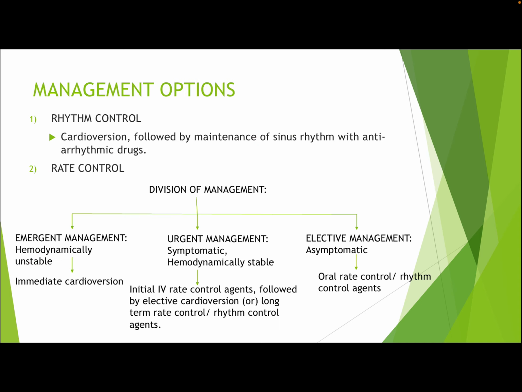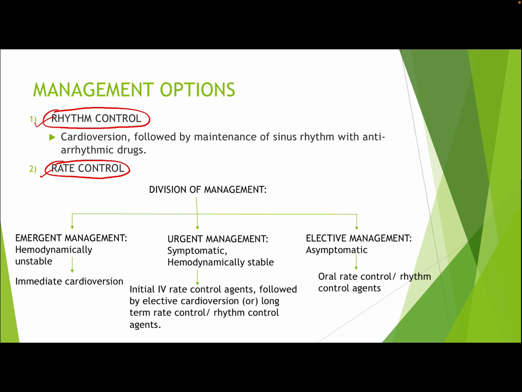So coming to the general management options that we have to treat atrial fibrillation, you have two options. One is controlling the rhythm, the other is controlling the rate. Rhythm control usually involves cardioversion, either electric or pharmacologic. I'll be talking about that soon. That will be followed by maintenance of sinus rhythm with antiarrhythmic drugs. That comes under rhythm control. Rate control essentially is controlling the ventricular rate.